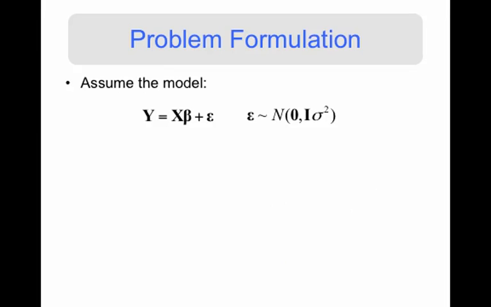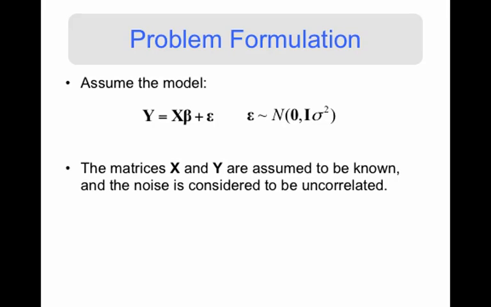For now, for simplicity, assume the model y is equal to X beta plus epsilon, and I will assume that the epsilon are IID normal. That means that they're independent, identically distributed normal random variables. So we write this as epsilon is distributed as normal with mean 0 and covariance matrix I sigma squared, where I represents the identity matrix. So here the only unknown parameter is sigma squared, and so we want to estimate this.